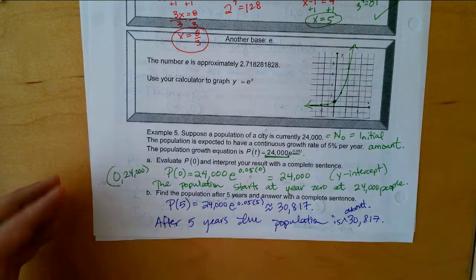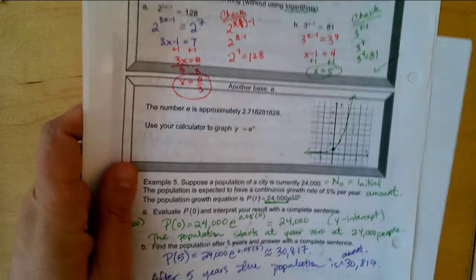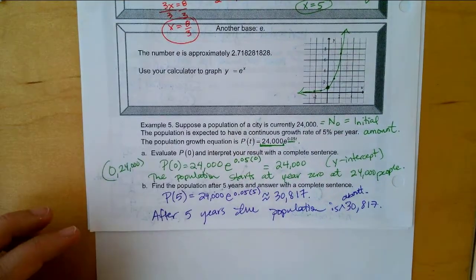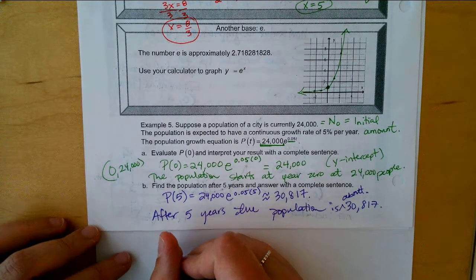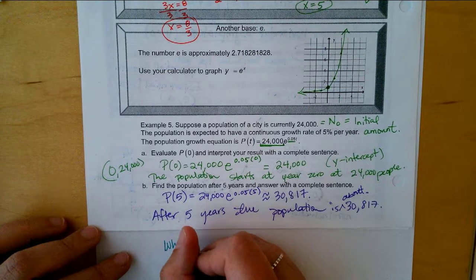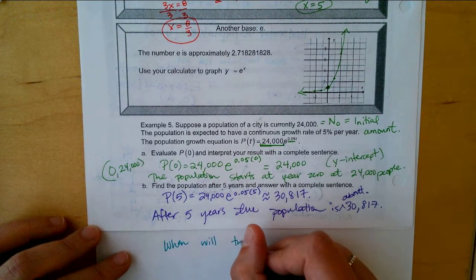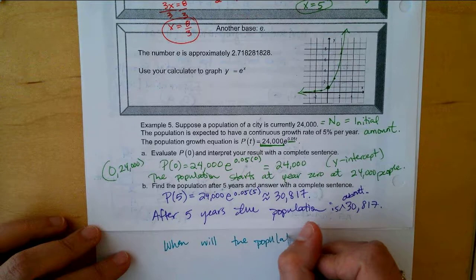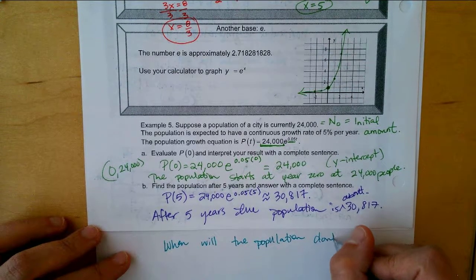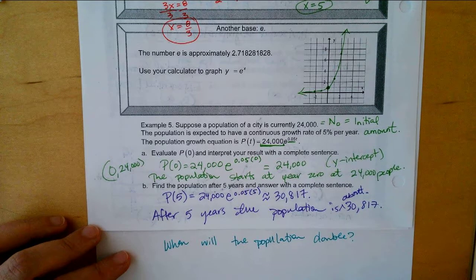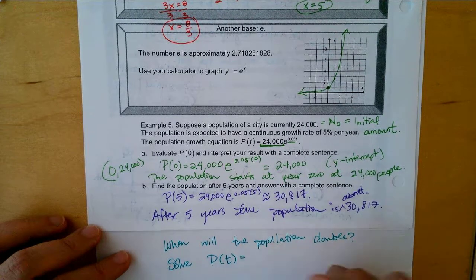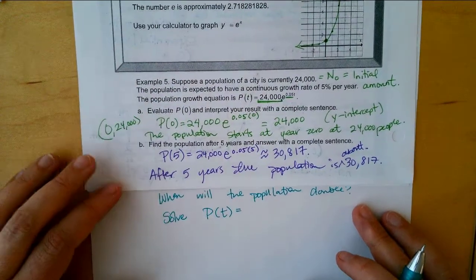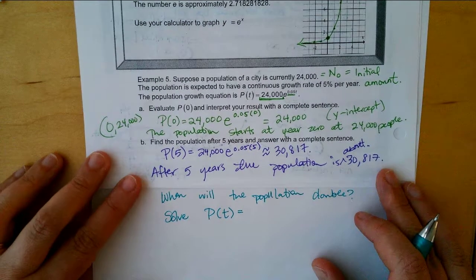Oh, I remember something else I want to say about that. Okay, so let's say I had, and this is where we're going with this next, this is not on the paper, so I'm adding a little bit. What if I said, when will the population double? Or like after how many years, right? That would mean I wanted to solve when P of t equals double the population, 48,000.